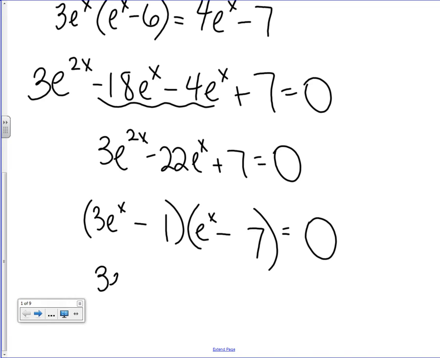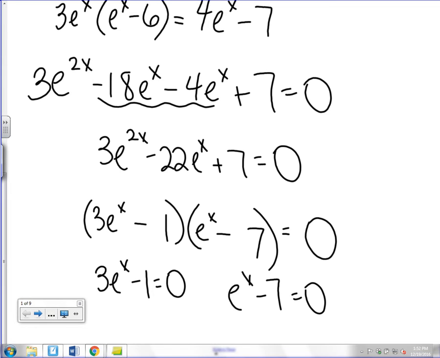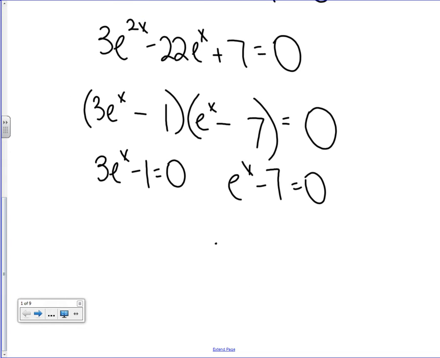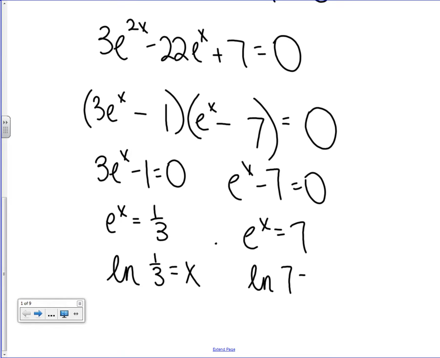So then did you set these equal to 0? Yeah? And then you said this one equal to 0? Okay, so how am I going to solve this? I got to get rid of the 1, I got to get rid of the 3, right? So e to the x equals 1/3, and e to the x equals 7. Now if I want to solve for x, I got to get rid of the e. The only way to do that is to rewrite it. And so it'll be the ln of 1/3 equals x, and the ln of 7 equals x. Okay?